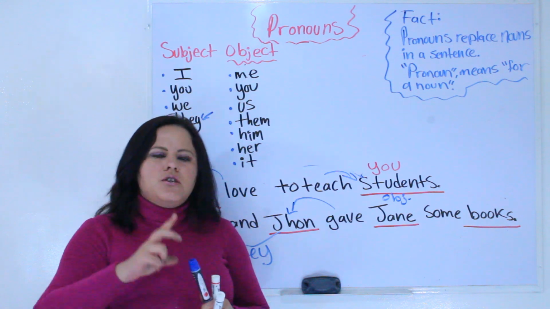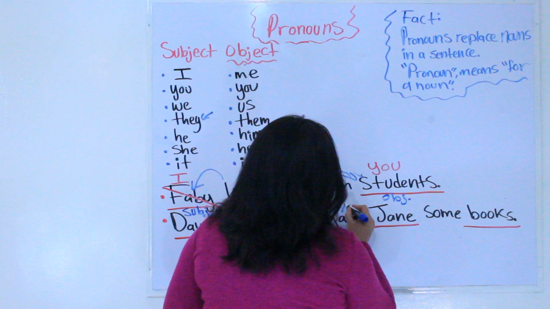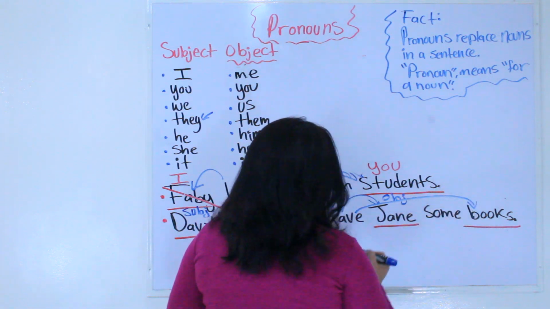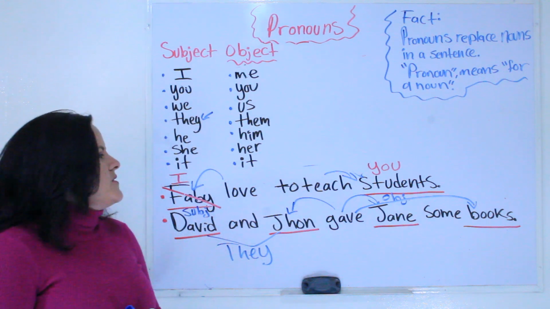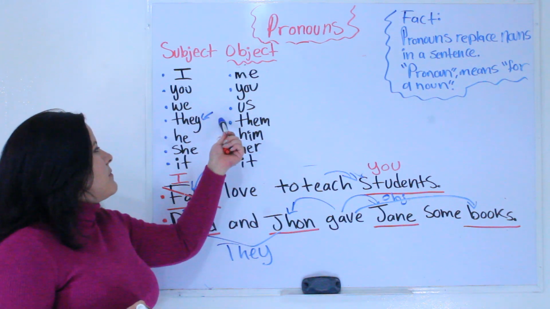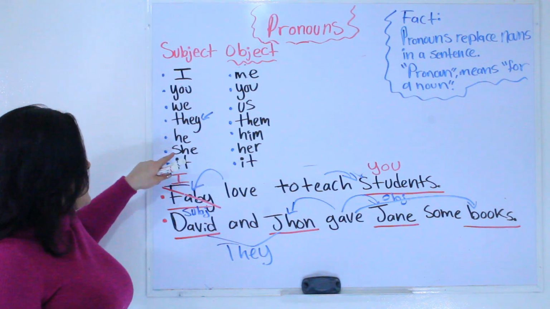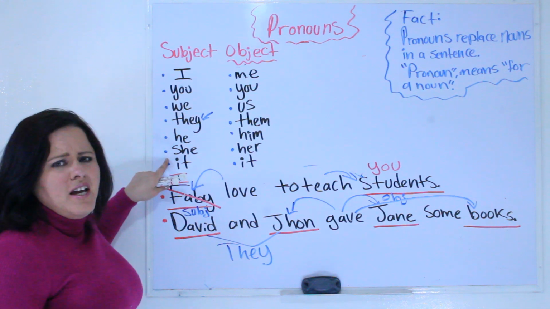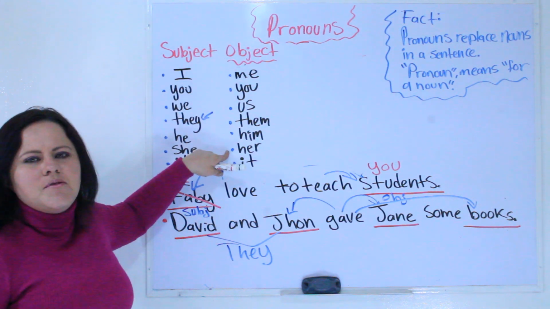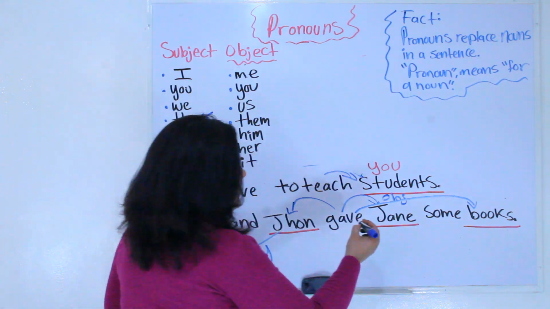Sometimes we have two objects in a sentence, and they usually go after the verb. So we have Jane and some books. They're both nouns. They can both use a pronoun to replace them. So for Jane, are we going to use she? Jane is a woman. She? No, we use her because it's an object of the sentence. It's the object pronoun. So we use her.